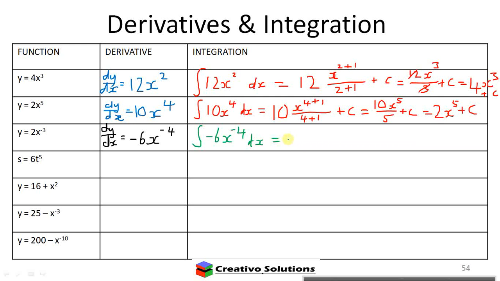Right, so what am I going to do? Write down the minus 6. Write down the x to the minus 4. What do I do? I add 1 and I write down the minus 4 plus 1 at the denominator. Okay, same rule applies. Nothing changes. Okay, so what is minus 4 plus 1? Minus 3. Okay, so minus 6 over minus 3.